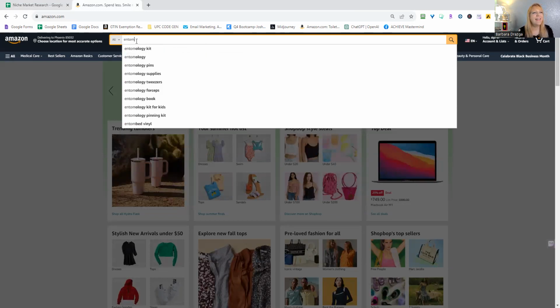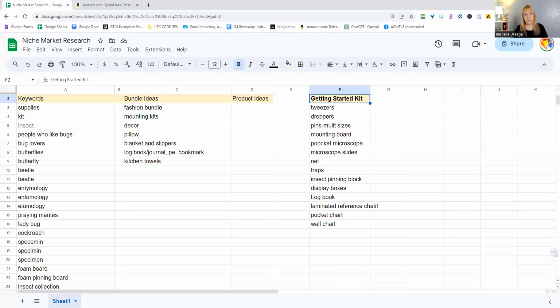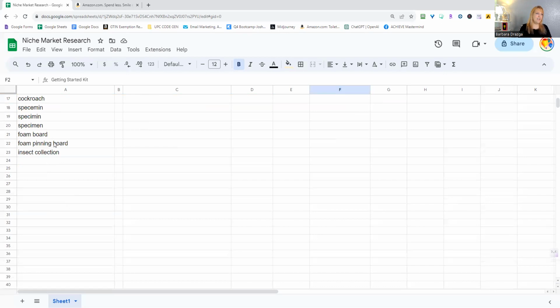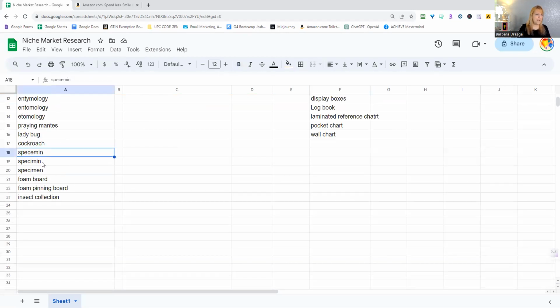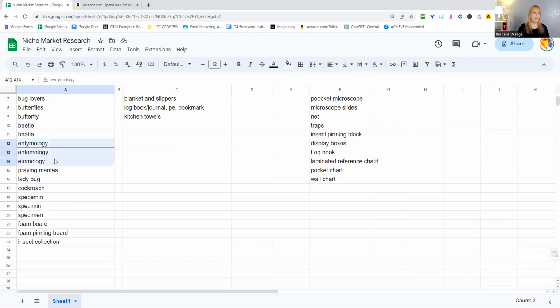It took me a while and multiple misspellings of entomology to get it right. And I bet I can't be the only person who misspells entomology. So I'll put all of those, like "specimen" — that was another word I kept mistyping, misspelling. And then here are the different misspellings of entomology before I finally got it right.